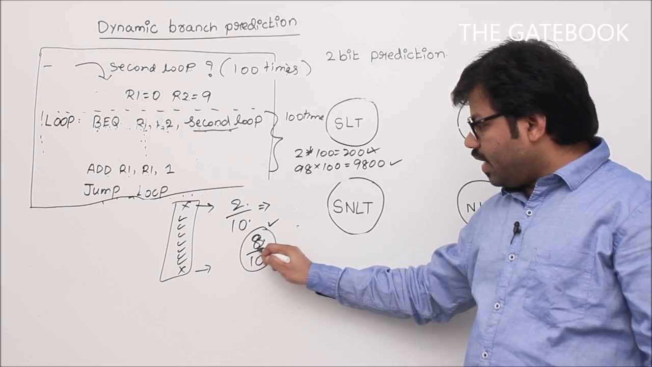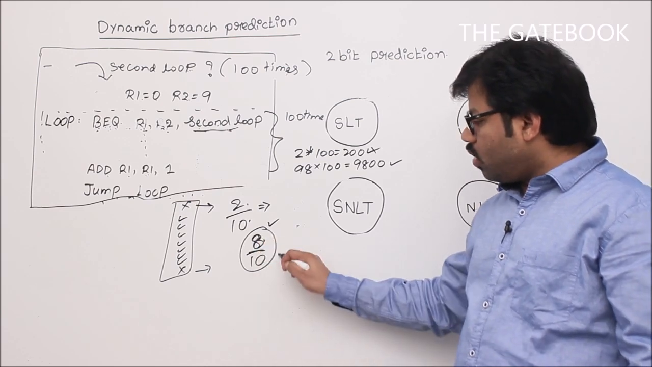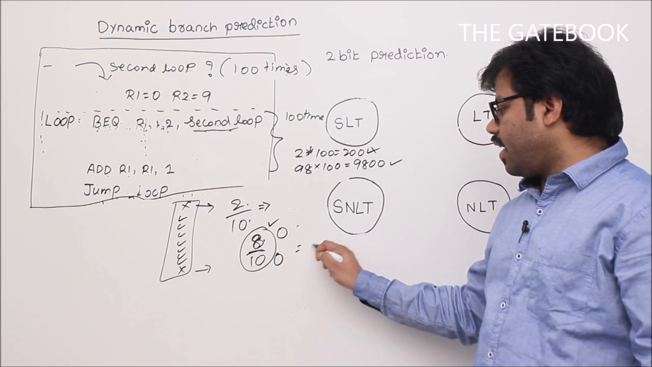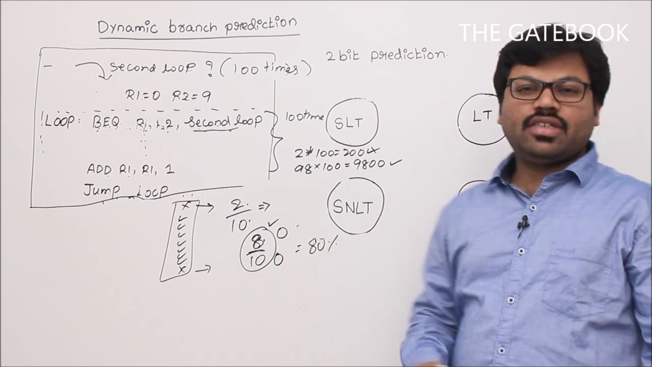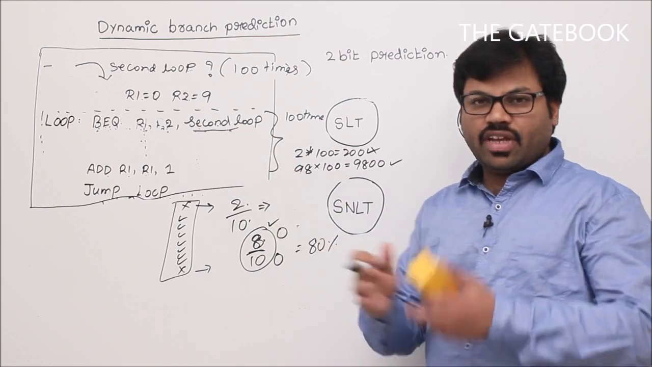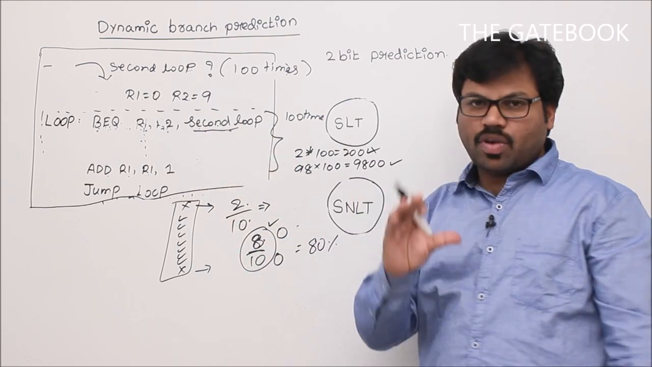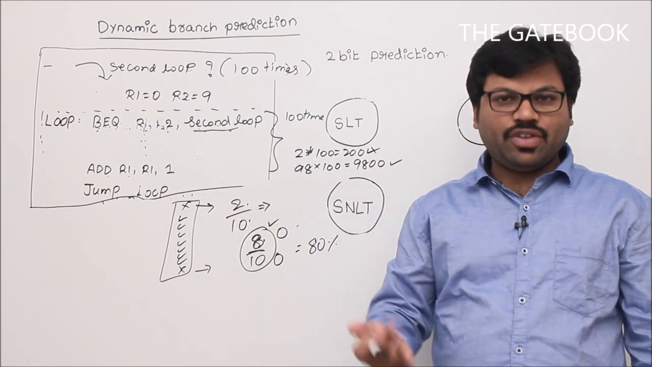You were correct 8 times out of 10. Then out of 100 you will be correct 80 times. So the accuracy is 80%, right? If your loop is not very big, if your loop is very small, then your accuracy will be reduced, correct?